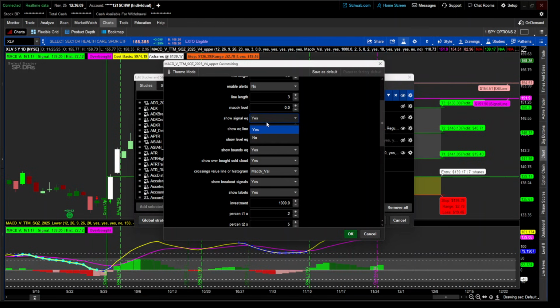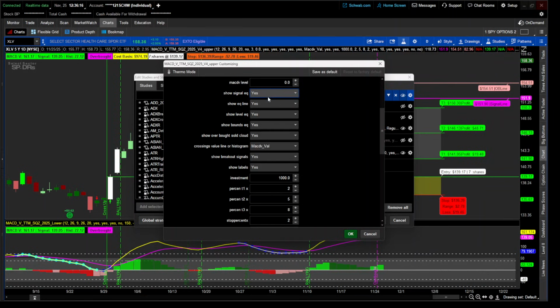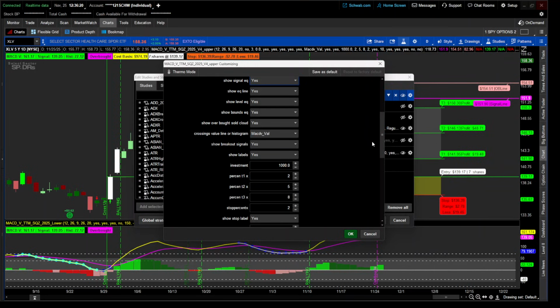If you don't want to see those, you go down here and you press no. So the bounds just represent the different boundaries for those different lines over there. So crossing, same situation down there. You can use the MACD line or the histogram.